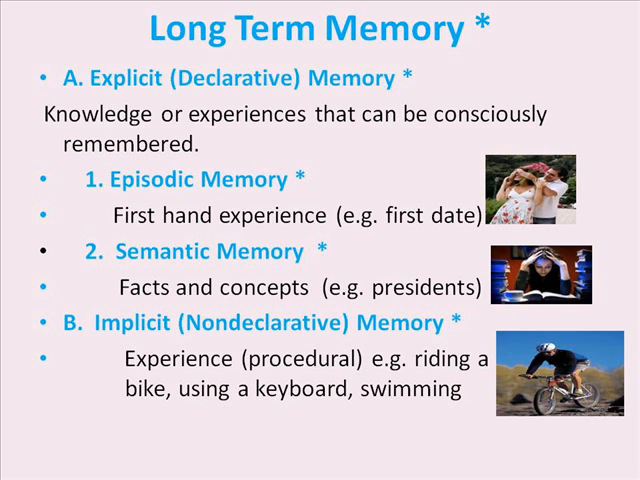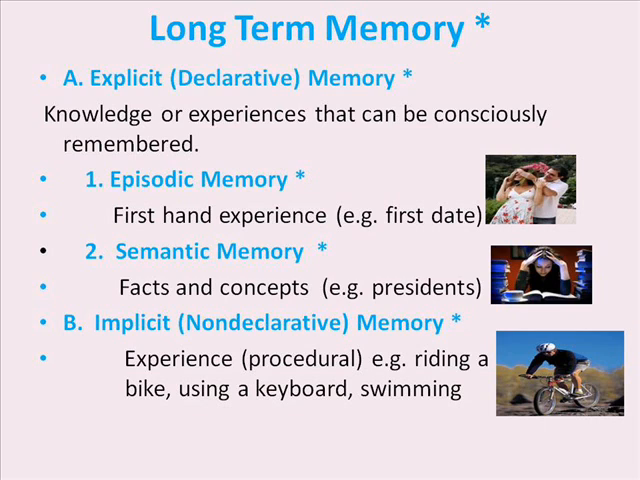Explicit or declarative memories are memories of knowledge or experiences that you can consciously remember and generally describe. This would include episodic memories like your first day at school, remembering what happened to you then, as well as semantic memories, memories of facts and concepts that you may have learned in school, for example. The memory of terms in psychology would be included in your semantic memory.